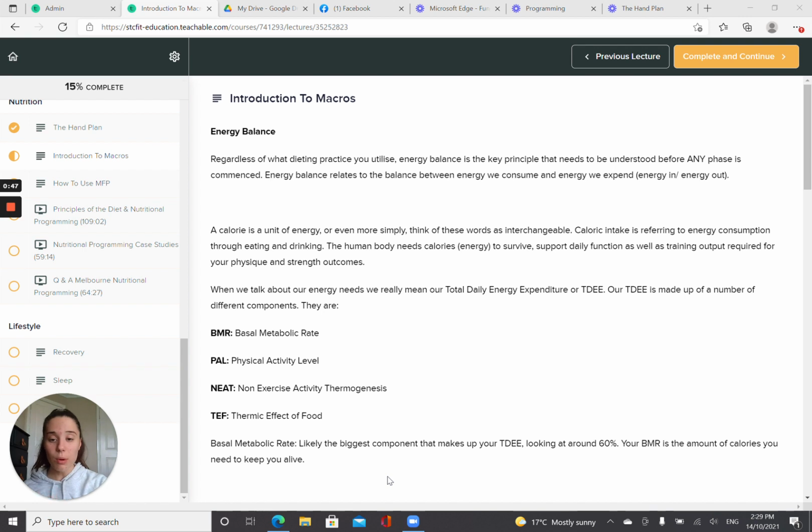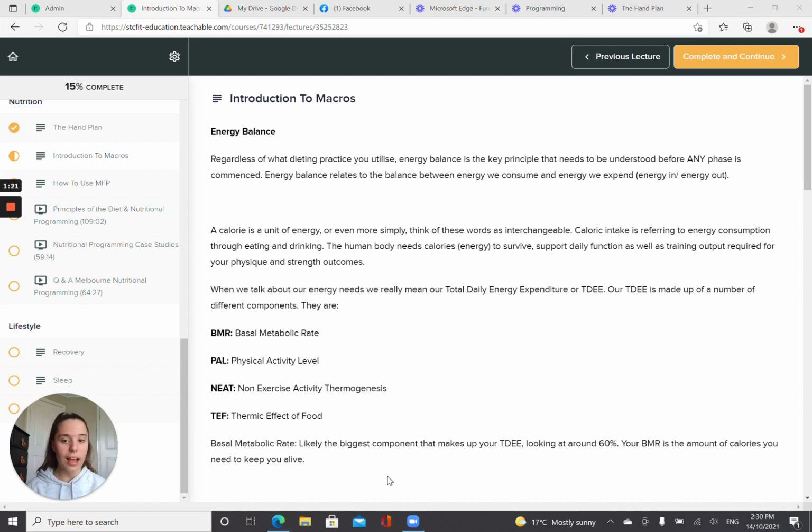A calorie is what we use to describe energy. These terms are interchangeable. They basically mean the same thing. So calorie intake is referring to the energy that we have coming in through eating and drinking. Now, the human body needs energy and calories to survive. We need this to support our daily function, so that we feel good and function as optimally as possible. And then we add in our training output and all of the things that you guys are doing to support your strength and physique outcomes.